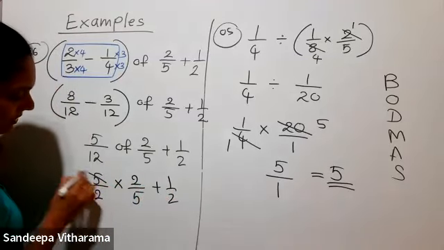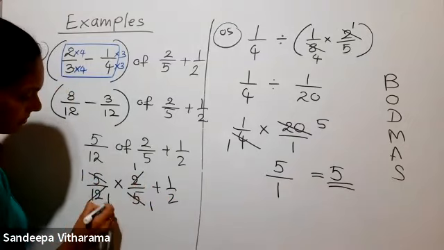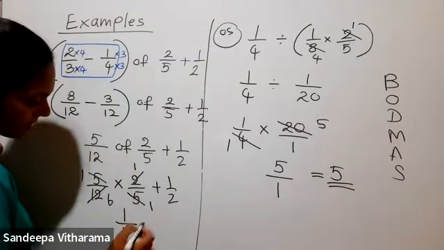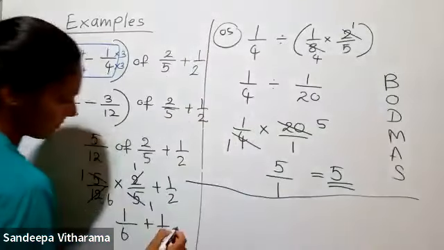Now 5 cancel for 5. 2 divided by 2, it is 1. 12 divided by 2, it is 6. 1 into 1, 1. 6 into 1 is 6. Add 1 upon 2. I will come to here.